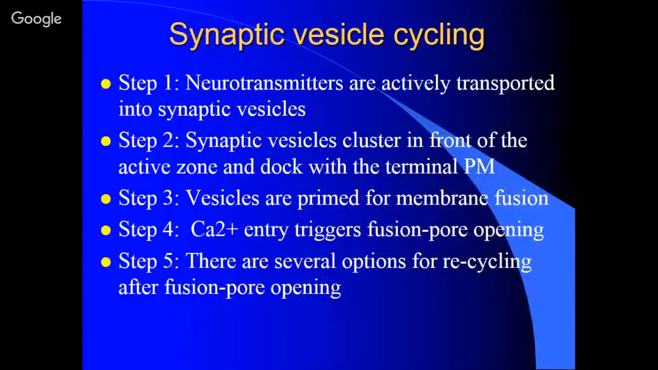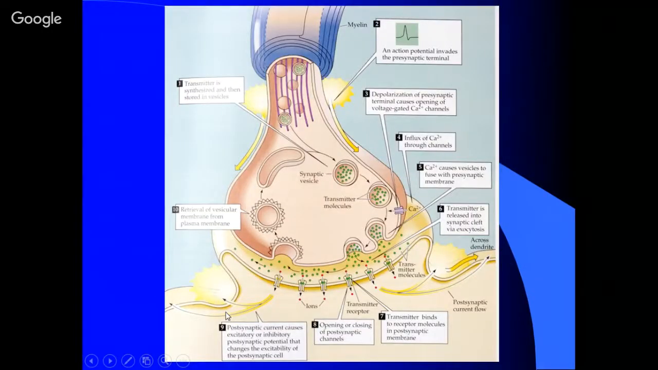Okay, let's talk about the cycling now. The neurotransmitters are synthesized and then transported into the synaptic vesicle. You have to look at the driving force for that. The synaptic vesicles then cluster in front of the active zone at the terminal plasma membrane. They become primed for membrane fusion. Calcium enters, it triggers fusion, and then there are lots of different ways to recycle. So let's look at all of this.